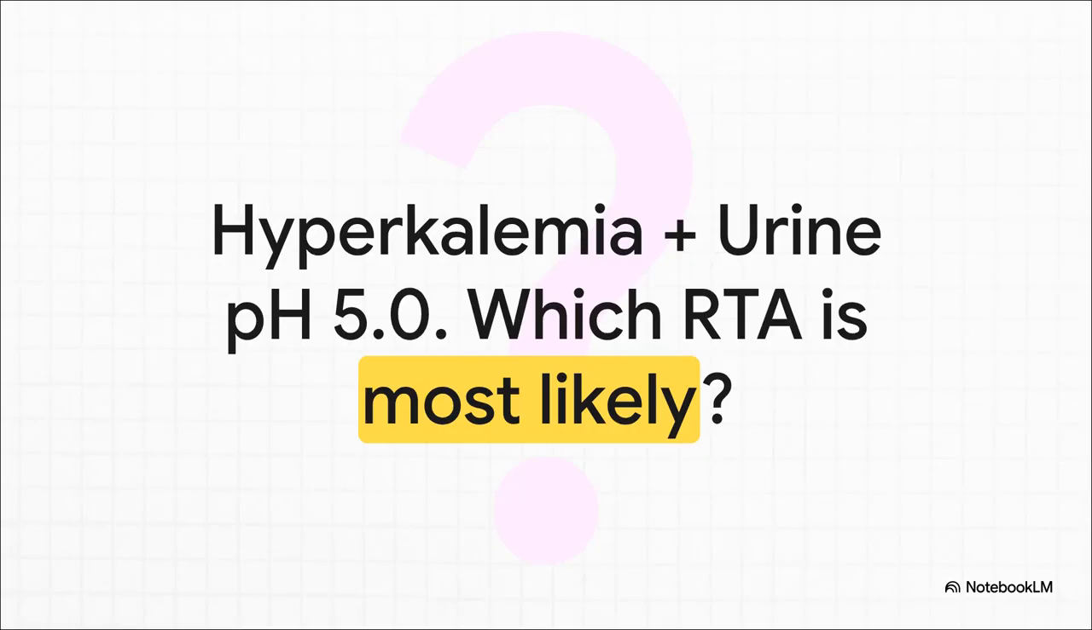So, let's wrap up with one final test of your new detective skills. You've got a patient with hyperkalemia, that's high potassium, and a urine pH of 5.0. Based on everything we just covered, which type of RTA should immediately jump to the top of your list? The answer is right there just by connecting those 2 key clues.